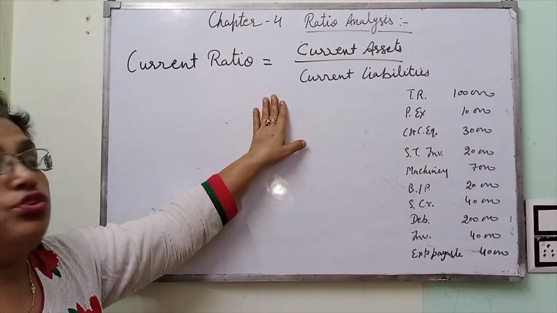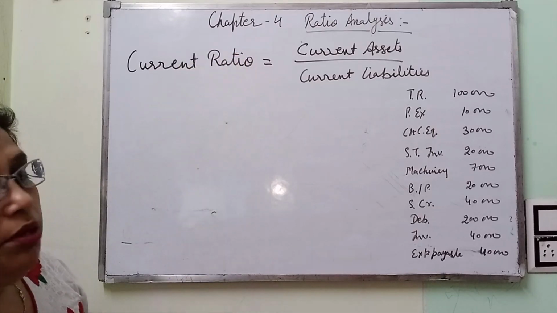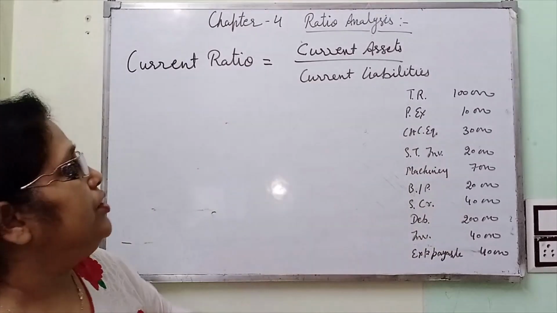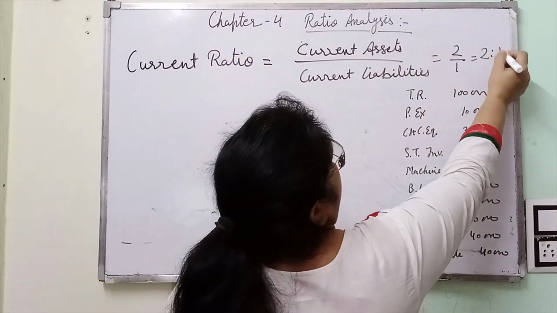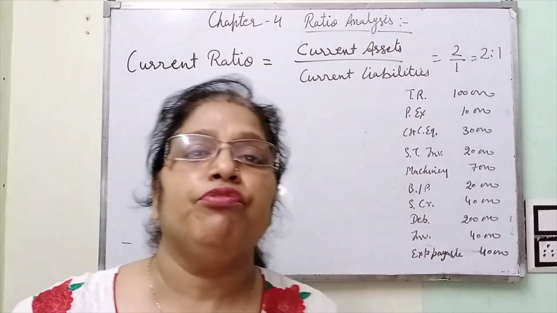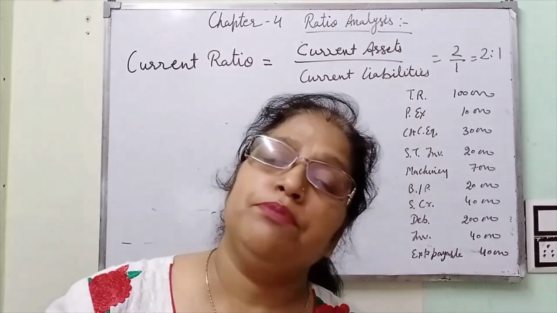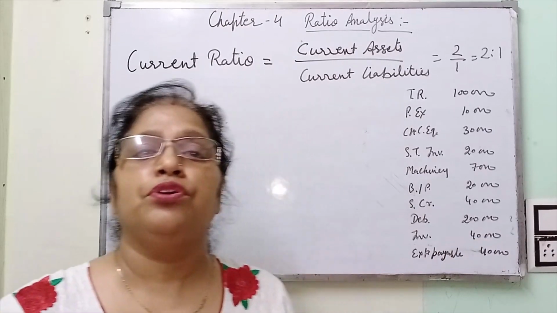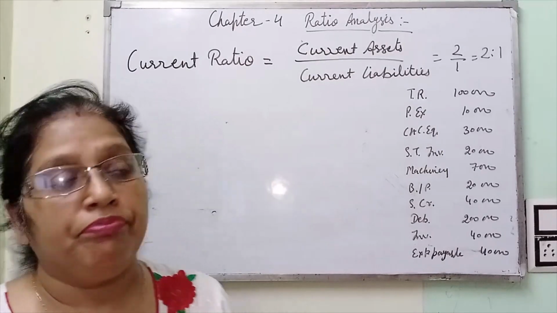So now we have to solve the problem. Before solving the problem, I want to tell you the ideal current ratio. Ideal current ratio is 2:1, 2 upon 1. It means the value of current assets must be double of current liabilities. It means the amount which is receivable must be more than the amount which is to be paid by the company within the short period of time, or we can say during the accounting period.